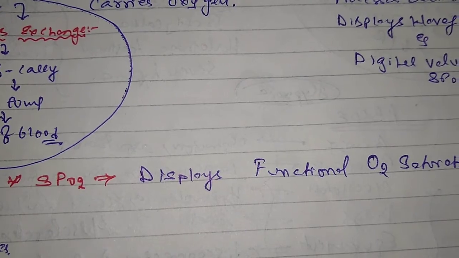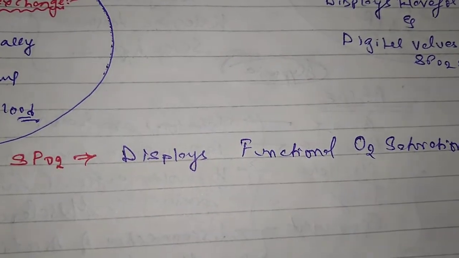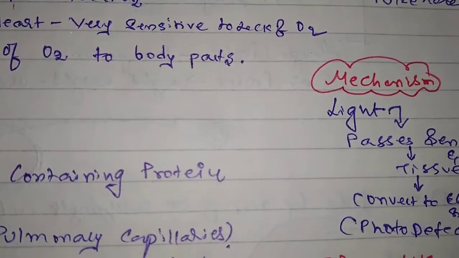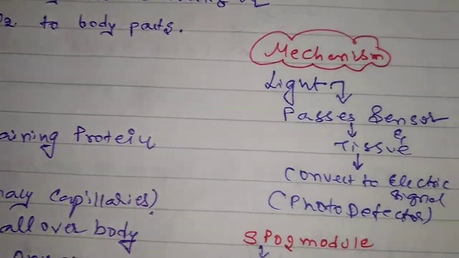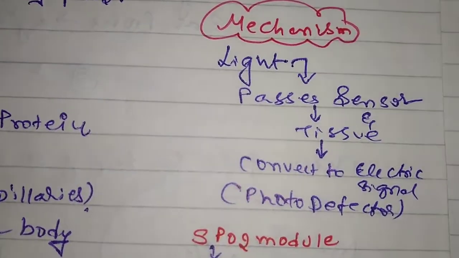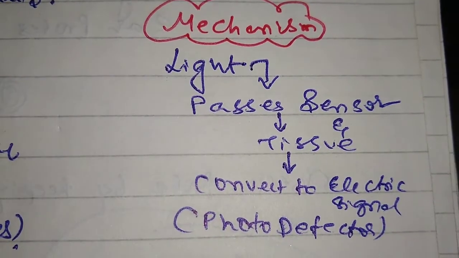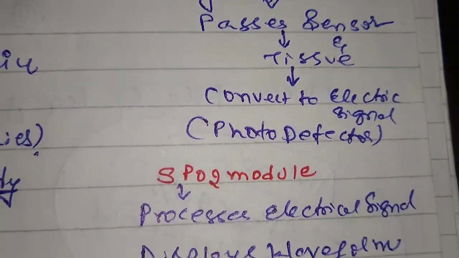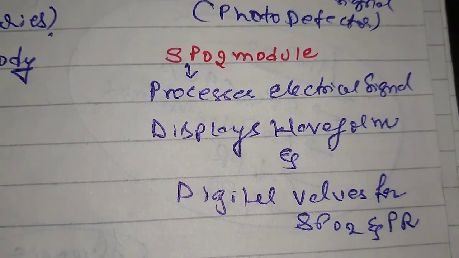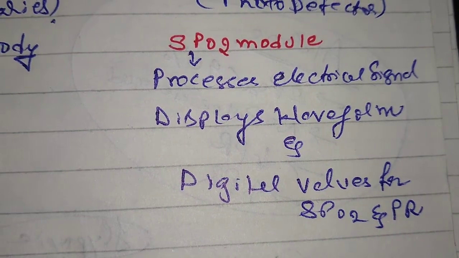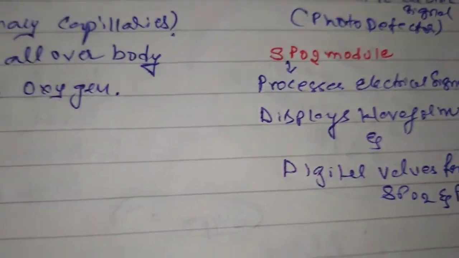It is displaying the functional oxygen saturation. How are we going to see the SpO2 monitoring? It works like this. Light passes through the sensor and then through the tissue, and it is converted to an electric signal by a photodetector. The SpO2 module processes this electric signal and displays the waveform and numerical values for SpO2 and PR on a monitor.